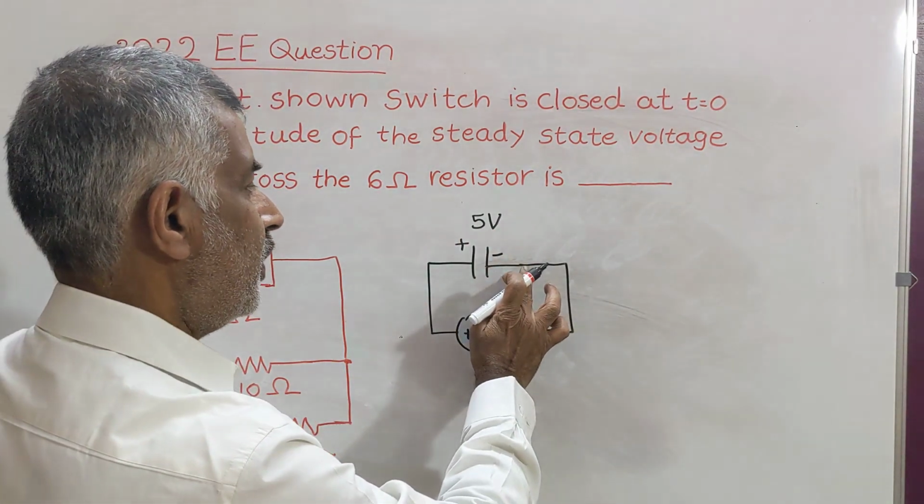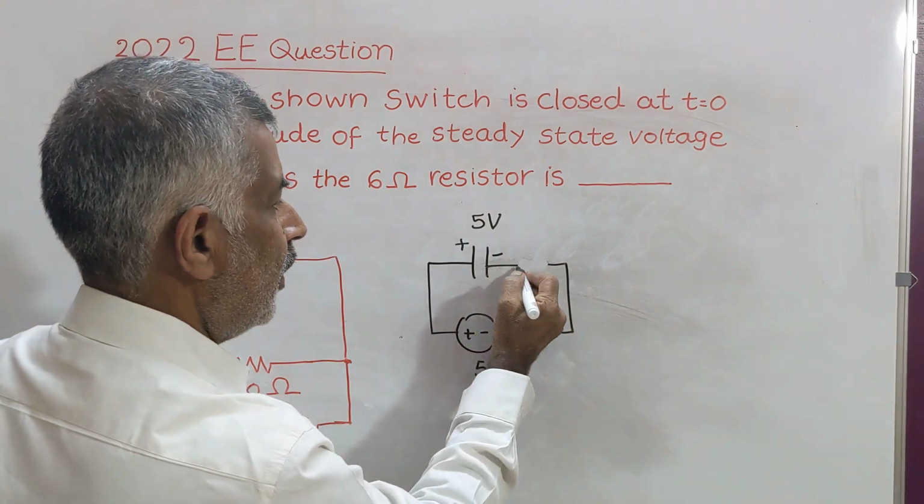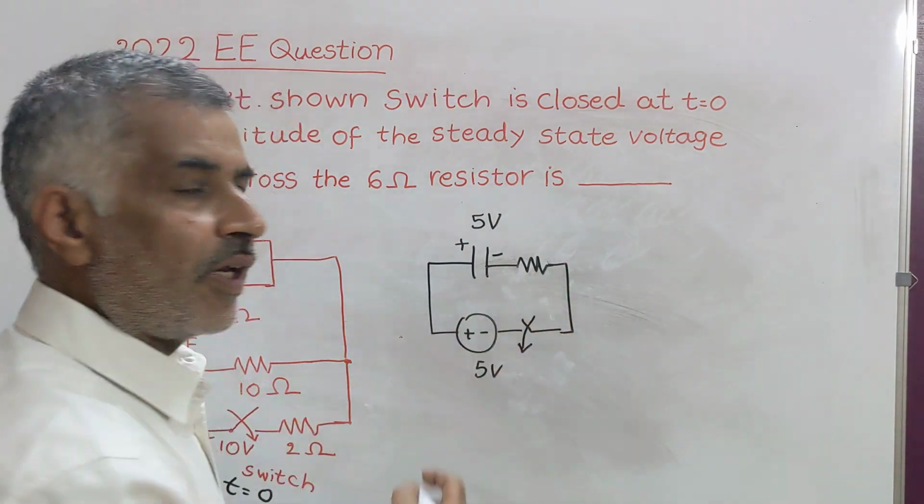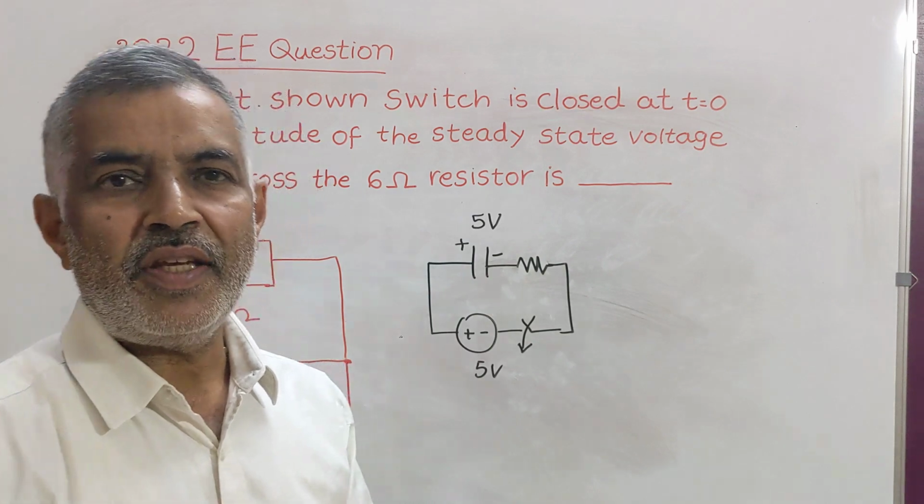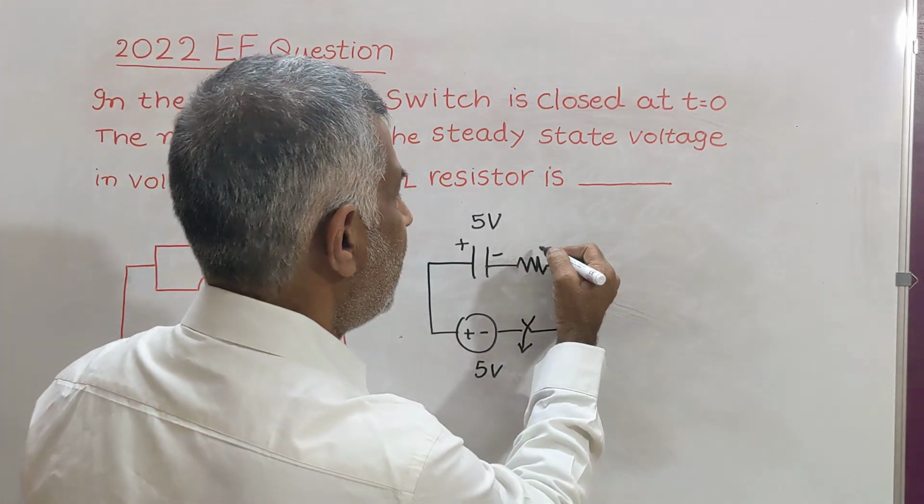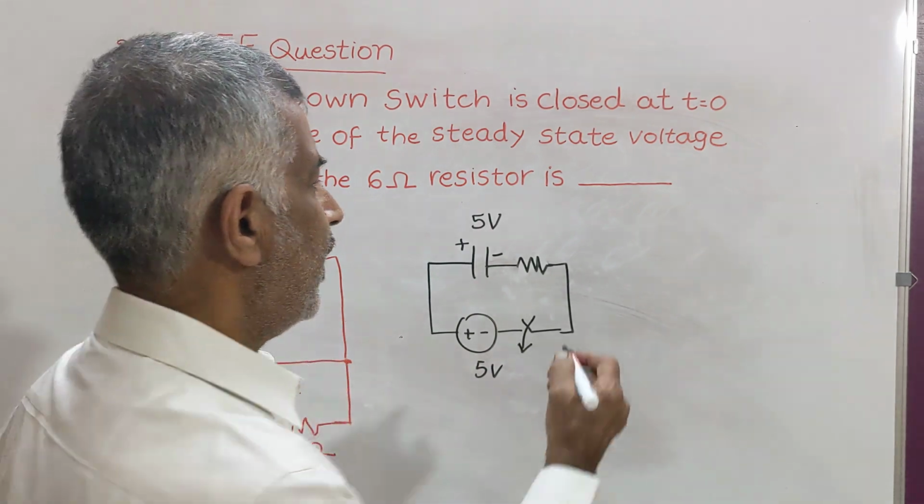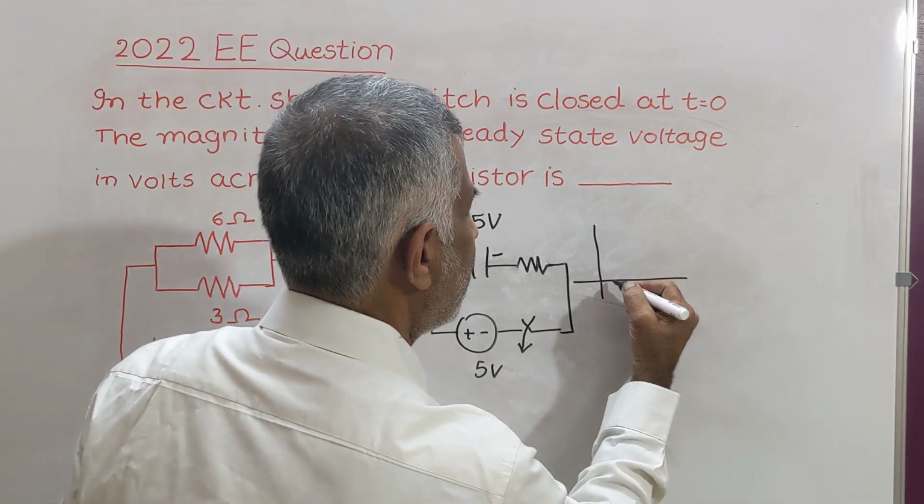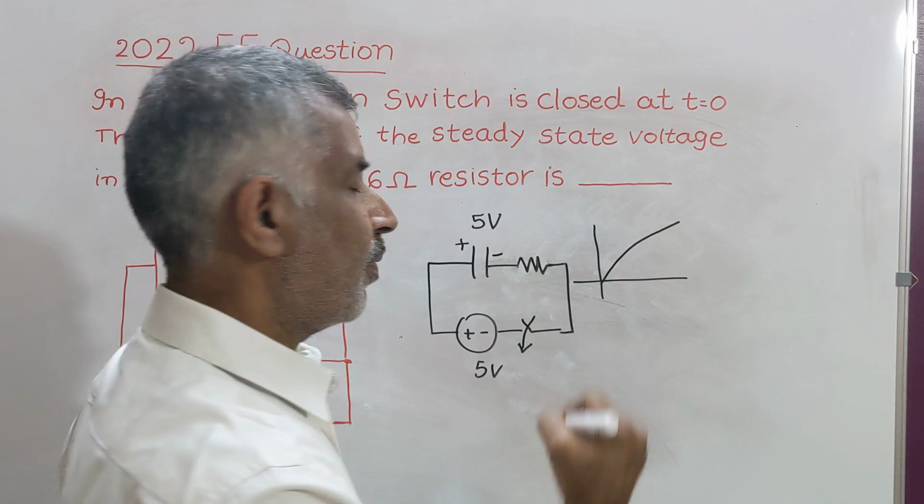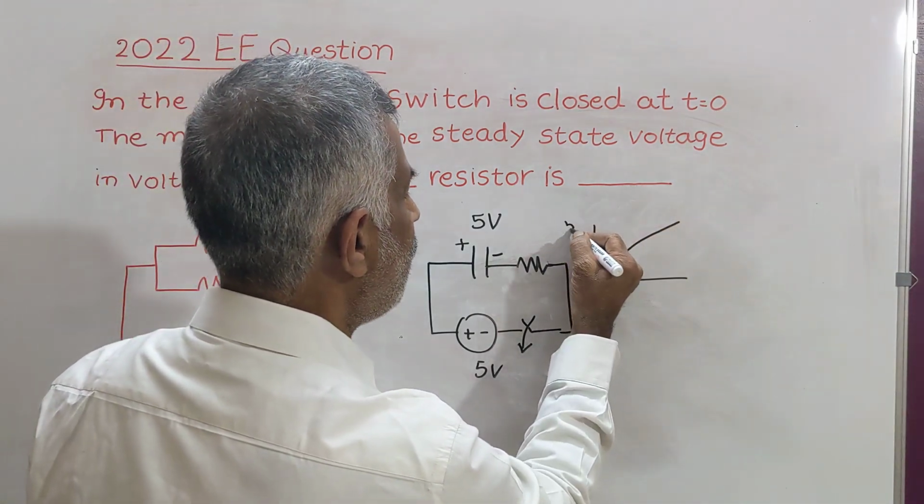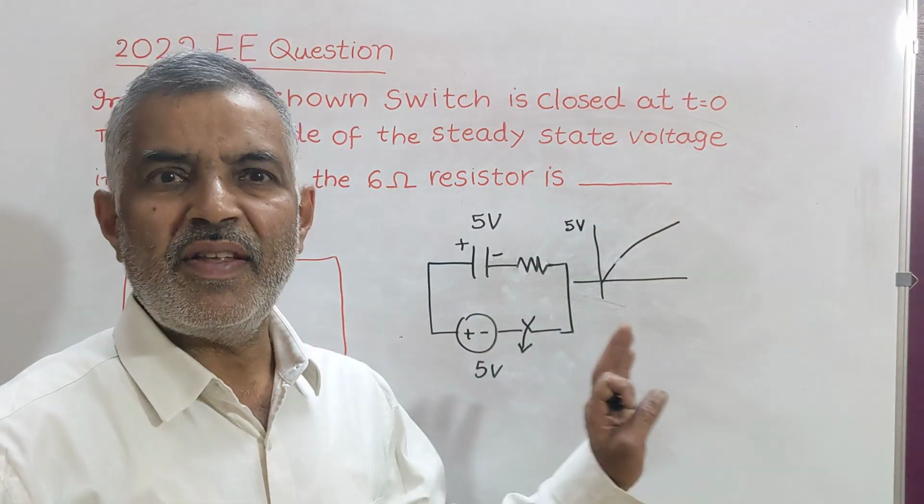Suppose you take a resistor here, then the charging process is delayed. The larger the resistance, the larger the time constant, and the charging takes place for some time. Ultimately it is charged to 5 volts. So this is the basic.